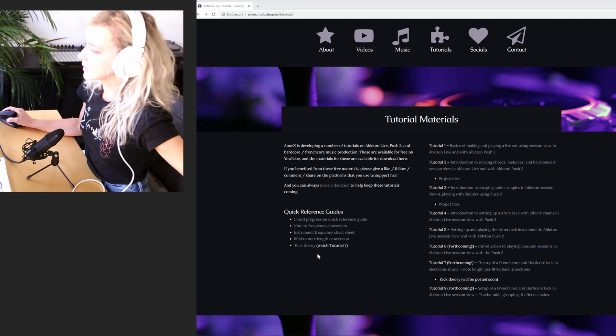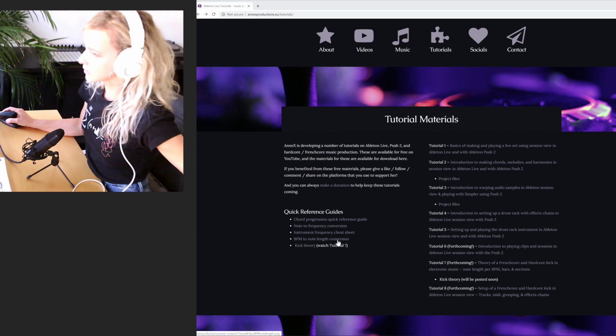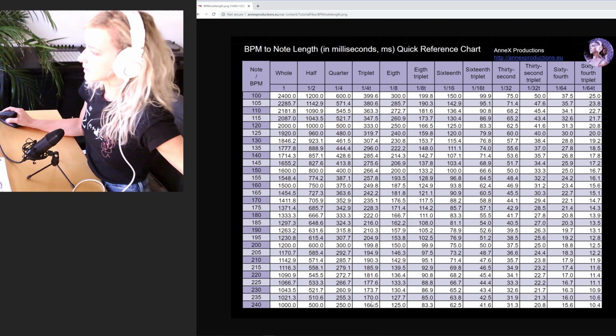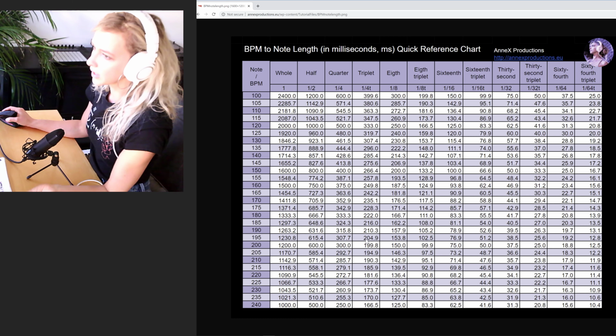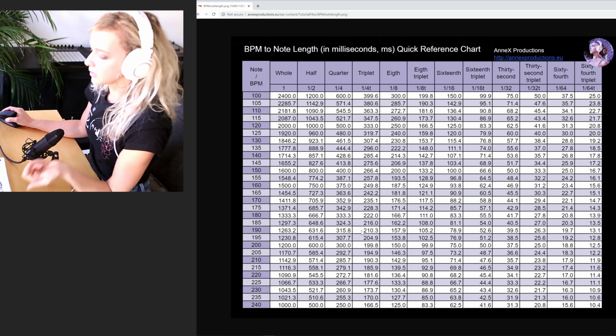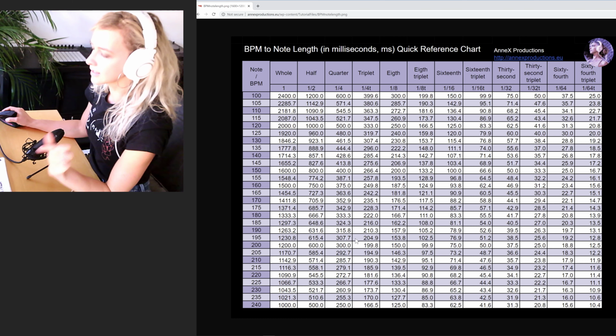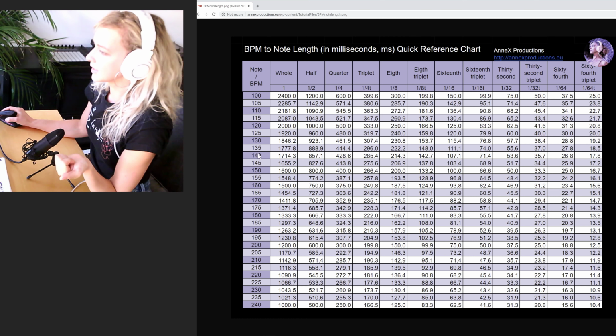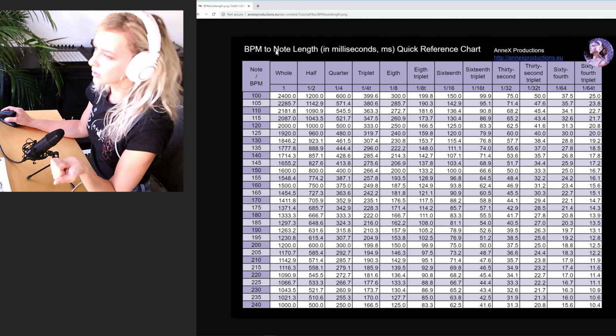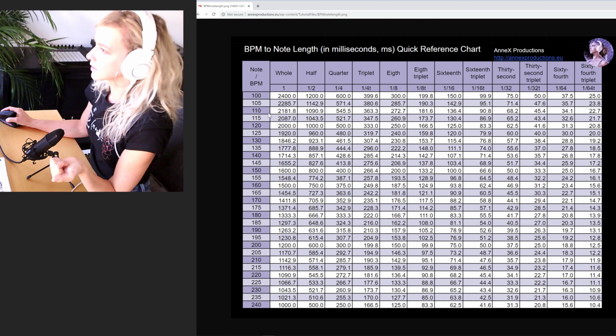So I'm gonna go into the BPM to note length conversion, and this is something that I discussed in my kick tutorial, but it also relates to all sorts of envelopes you make, because anytime you change what the millisecond is, so if it's on an attack, a decay, a release, any sort of envelope you put on, it relates to a note in electronic dance music.